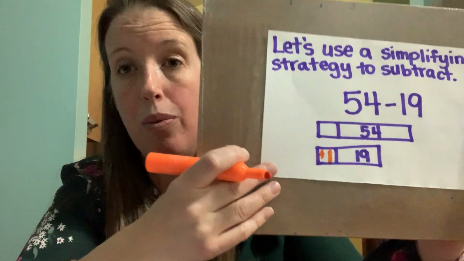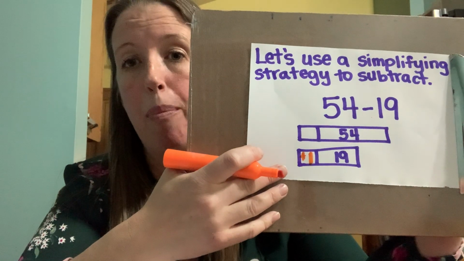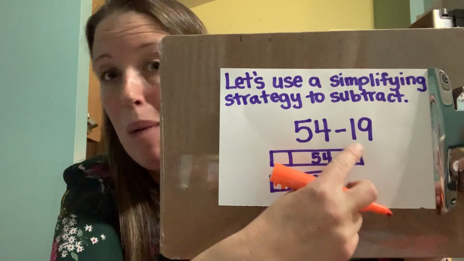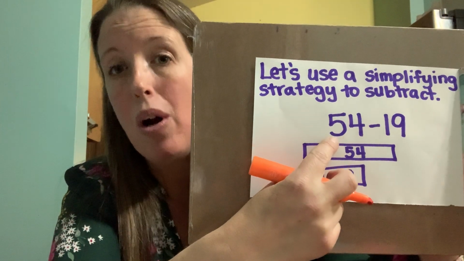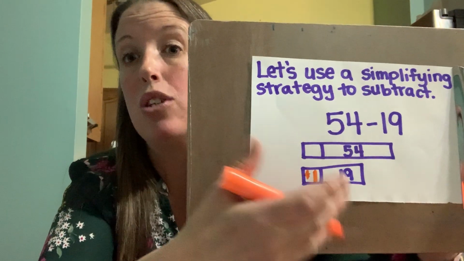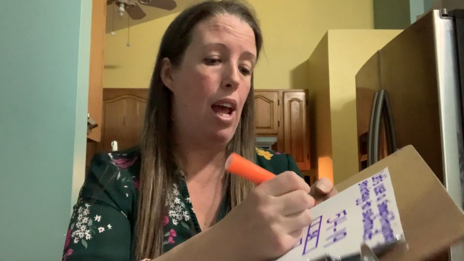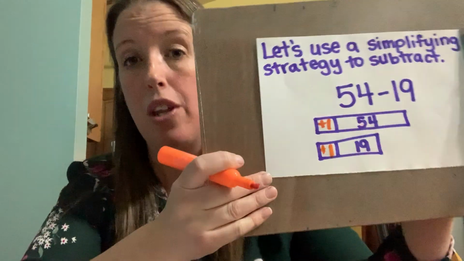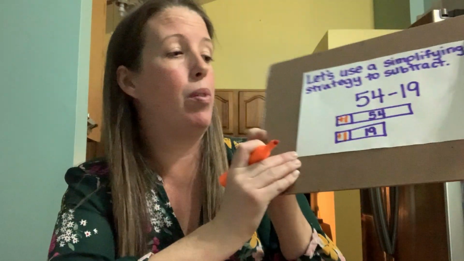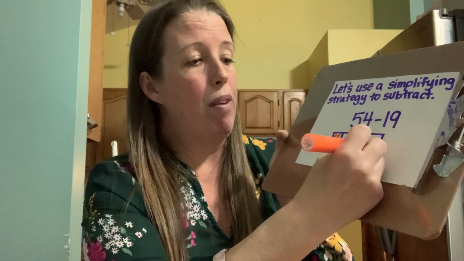Now there's a rule with subtraction, and this rule is similar with other operations as well, but for today, the rule is whatever I do to this number, I'm going to have to do the same exact thing to this number. So I just added 1 to 19. So I have a nice friendly 20 to work with. Let me add 1 to my 54. And that's going to bring me to the number 55. So now I have a new problem. I just simplified this problem. So I'm going to rewrite it. So 54 plus this extra one is going to give me 55.